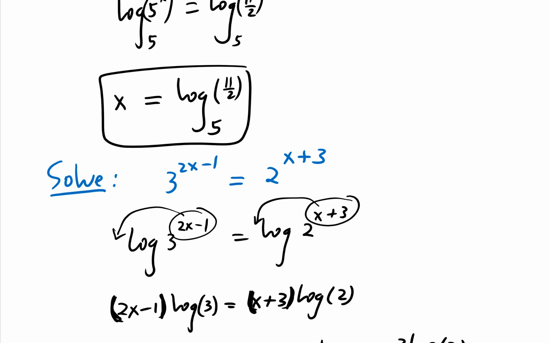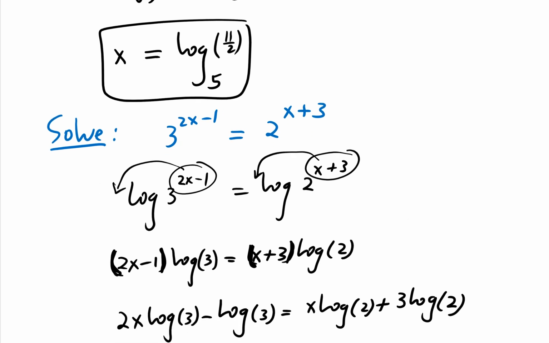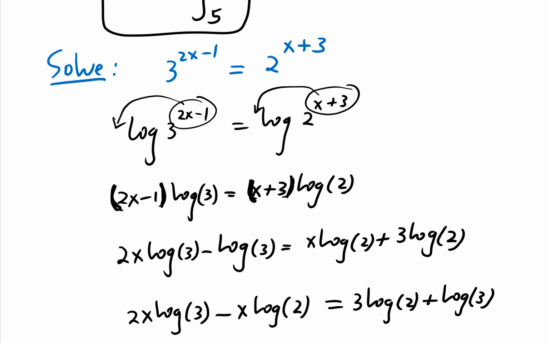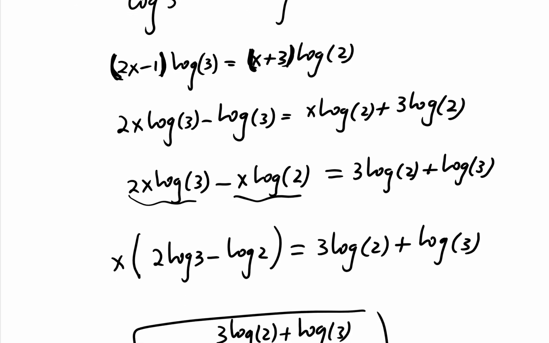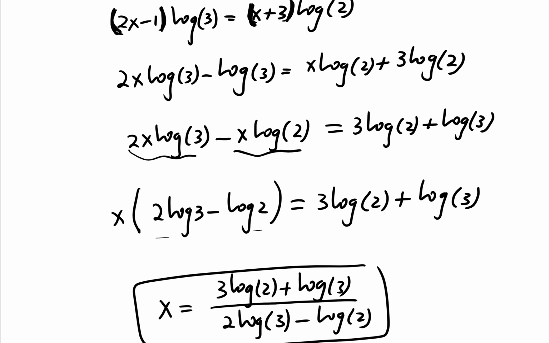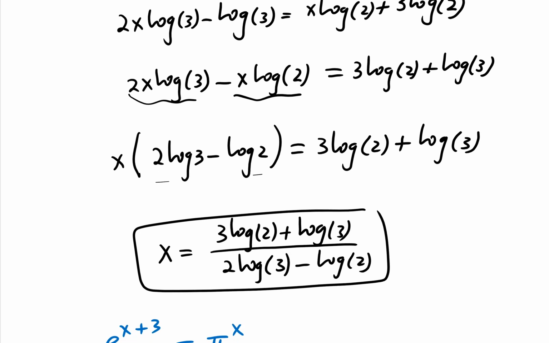Then to solve for x, we need to get the x terms on one side. And in order for us to do so, we distribute: 2x log 3 minus 1 times log 3 equals x log 2 plus 3 log 2. Then we subtract x log 2 on both sides and add log 3 on both sides. And to finish this up, we need to factor x out among these 2 terms. Factor x out. Then divide both sides by this left-hand side. So you can leave the answer like this, or you can put it on the calculator and get the answer.